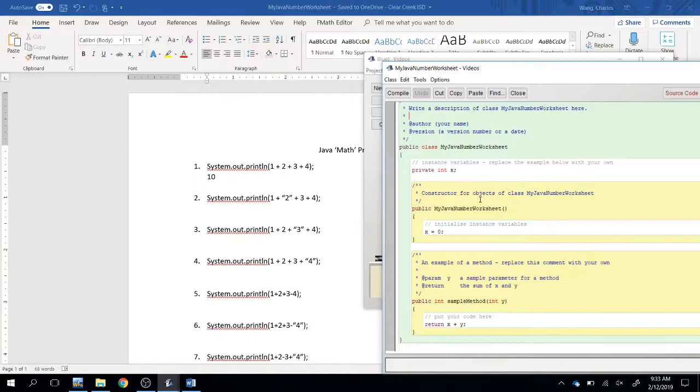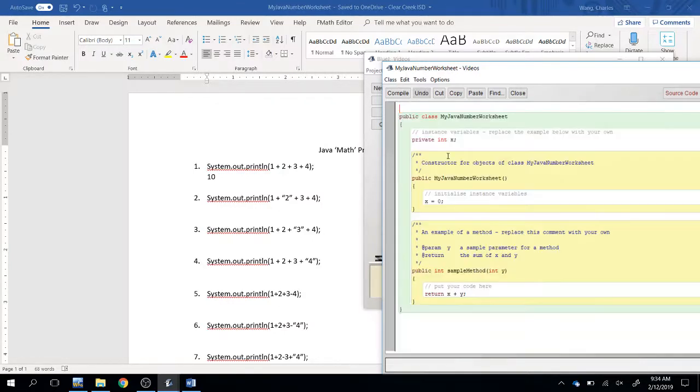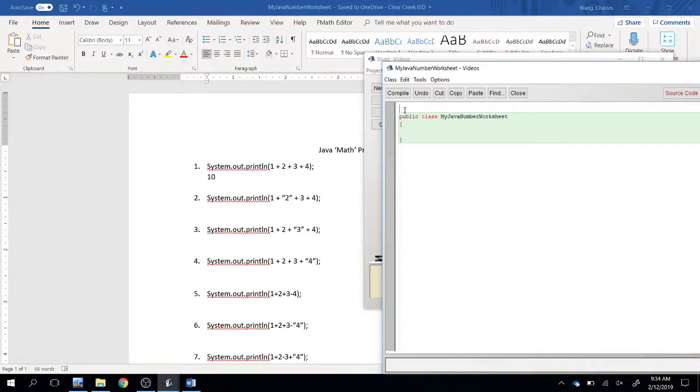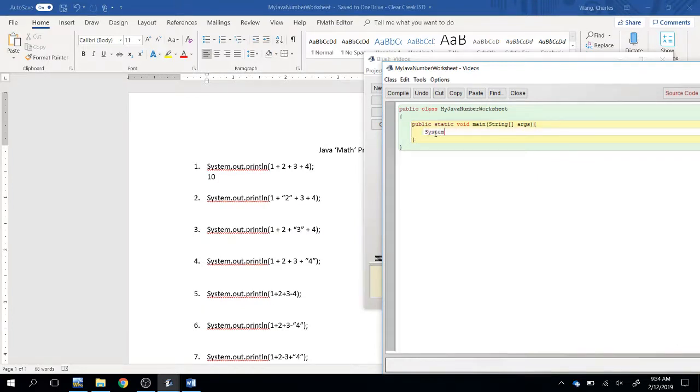Let's open it up. It gives you a lot of helper code. I can just delete all this. And I'm just going to make a main method. Public static void main String args. Whoops. And I'm going to copy and paste this code in there. Or I can just type it out.